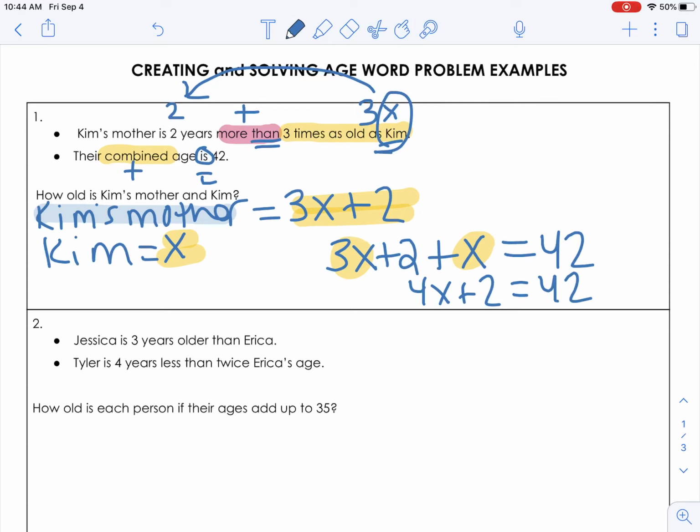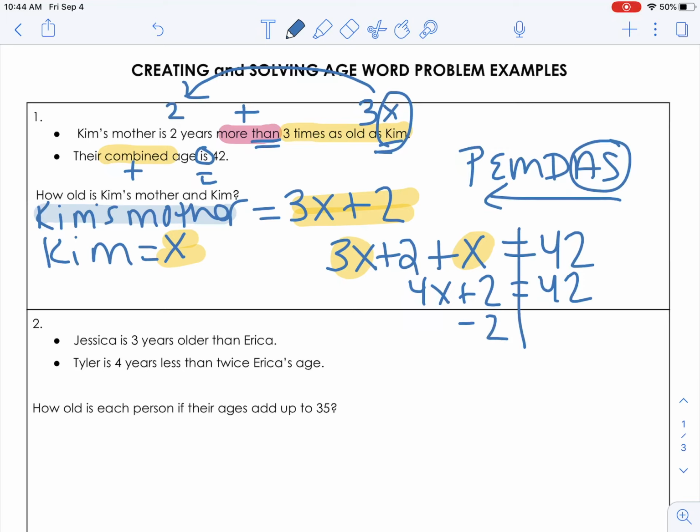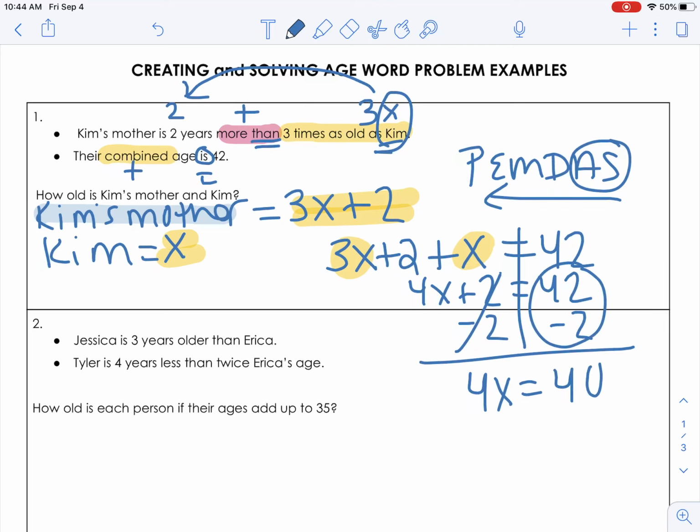And to solve this equation, we're going to do the order of operations backwards to get the variable by itself. So I need to get rid of the add and subtract pieces first. So if I have 4x plus 2, I need to get rid of this plus 2 by subtracting 2 on both sides. That gets rid of this 2 on the left side, and I'm left with 4x equals 40. 42 minus 2 is 40. Now I can get rid of multiplication and division. So this means 4 times x. To get rid of times or multiplication, I need to divide on both sides. 4 divided by 4 is 1, and I'm left with 40 divided by 4 is 10.